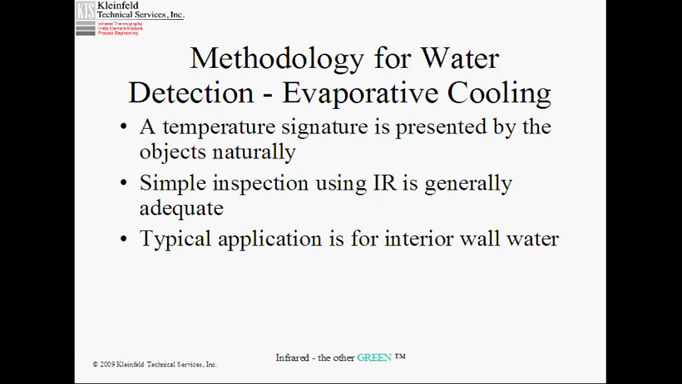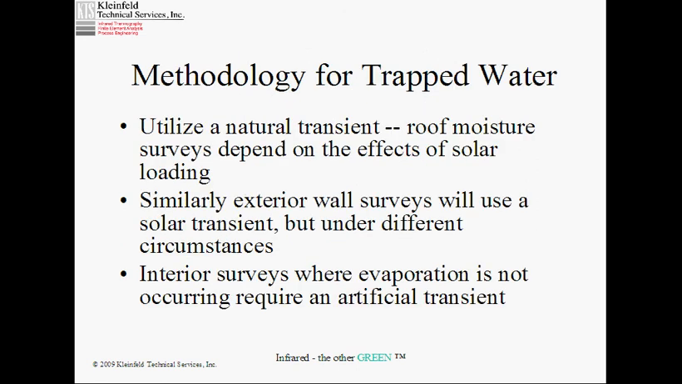All right, so I've touched on this. The evaporative cooling, it's there. It's not the temperature change; the temperature difference, the anomaly, is naturally occurring, so you see it by itself. So essentially it's a come in and look rather than do anything more. And an interior wall or carpet or water under carpet would all be typical applications for that.